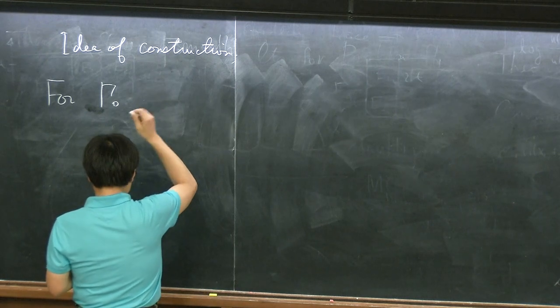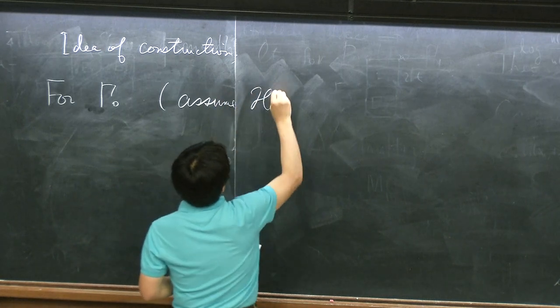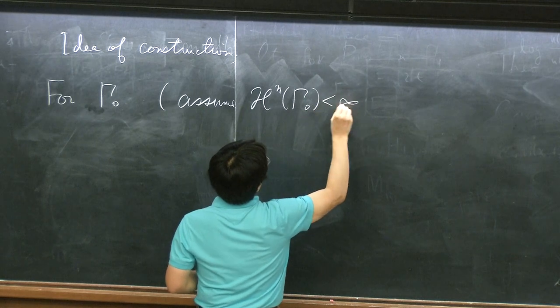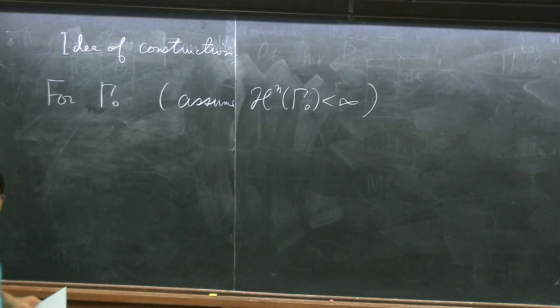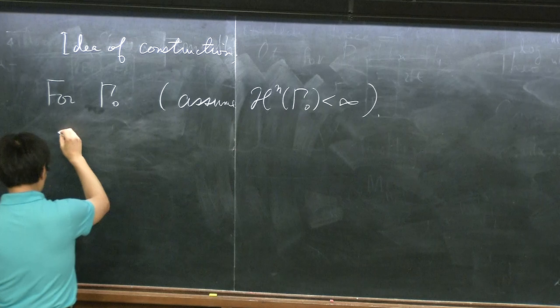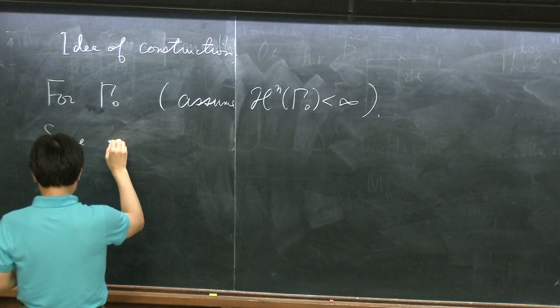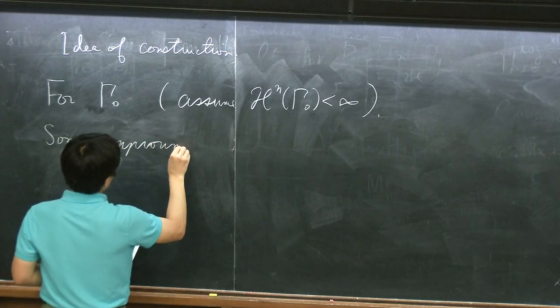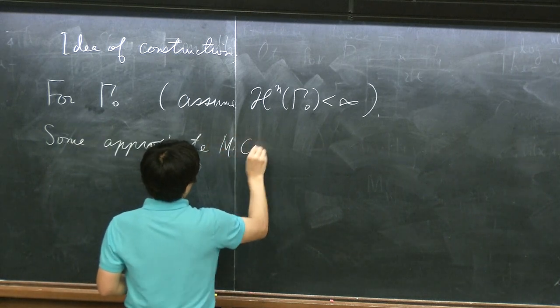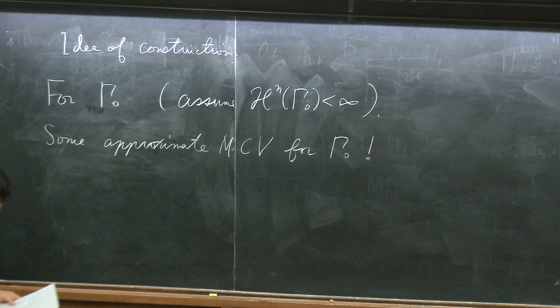By the way, for simplicity, let me assume for the rest of the talk that the measure is finite. If it's not finite, then you have to introduce some kind of special weight, but that part is somewhat technical, so let me skip that. The idea is, first you have to compute some substitute of mean curvature, an approximate mean curvature vector for gamma zero. That's a challenge we have to address, even though this set doesn't even have perhaps bounded first variation.